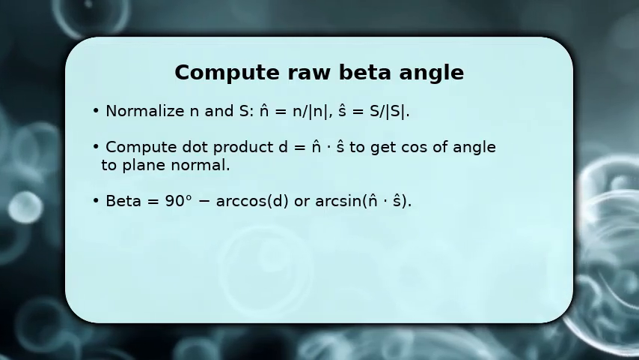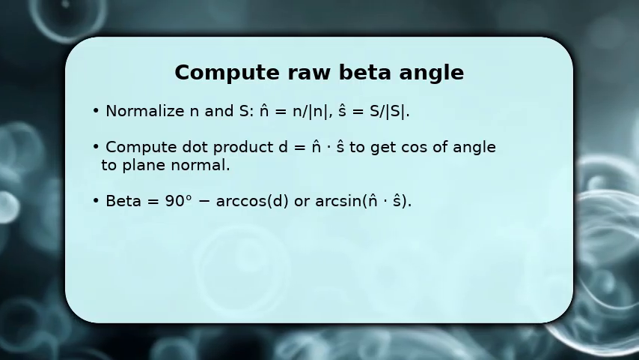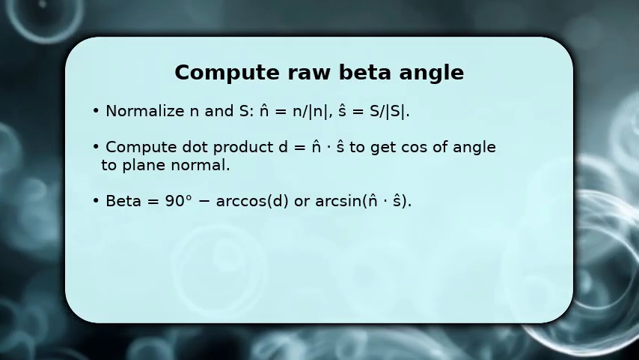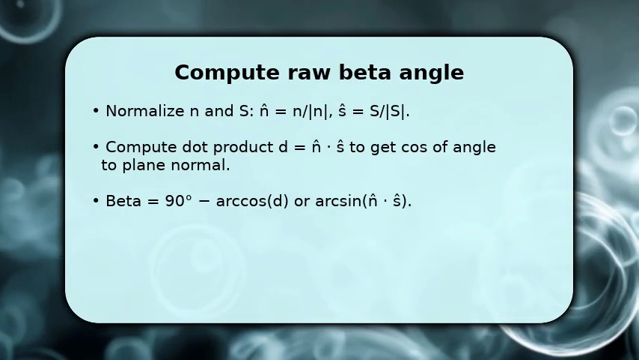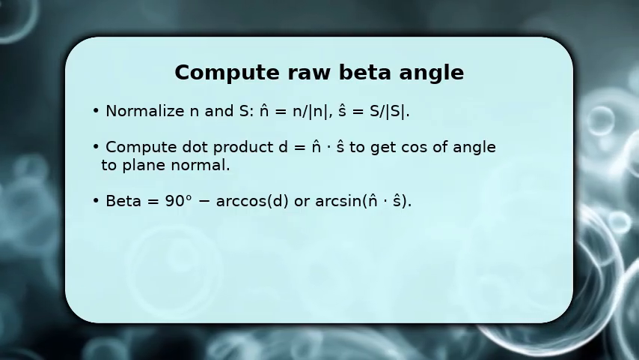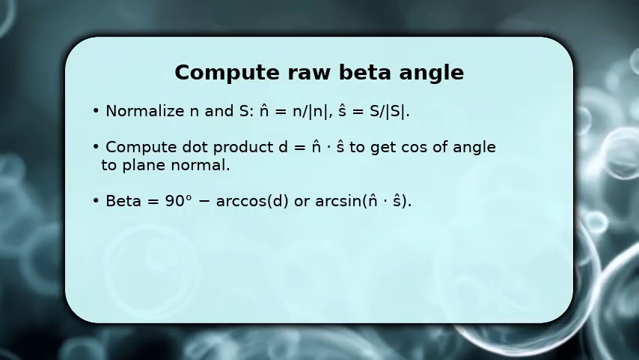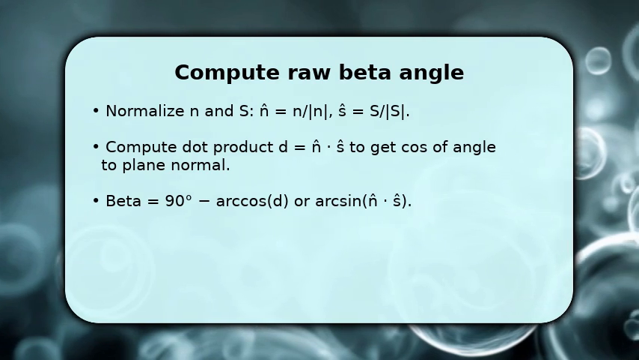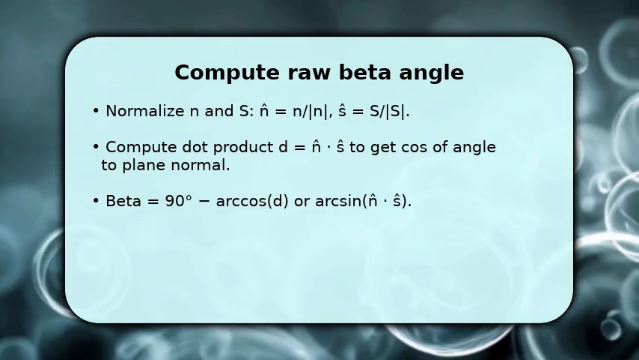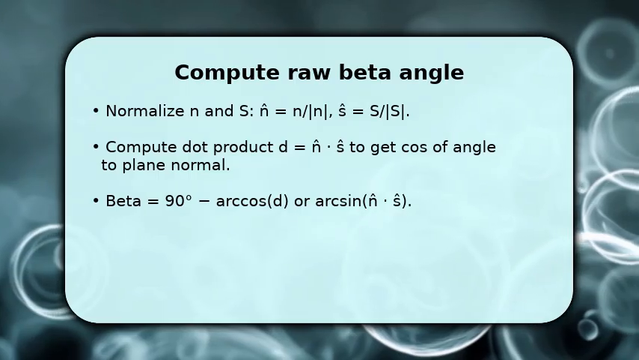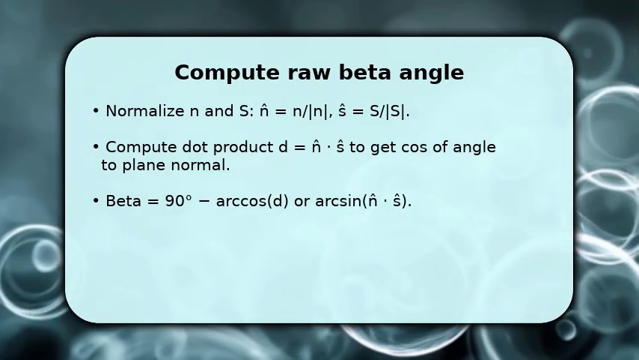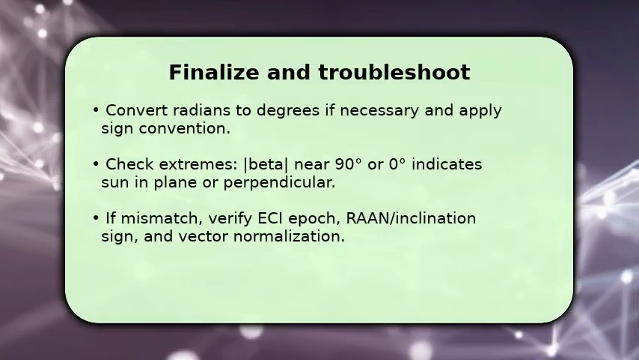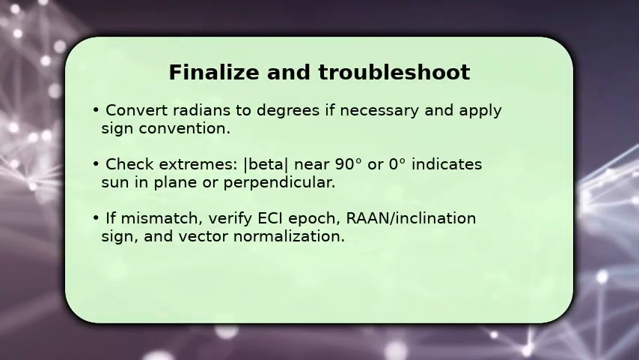Beta angle is the complement of that angle relative to the orbital plane, so take beta equals 90 degrees minus arccos d, which is equivalent to arcsin d. Make sure to handle sign conventions. Positive or negative beta depends on the orientation of the normal versus the sun vector. Finish by converting your result into degrees and applying the mission's sign convention so your value matches operational expectations.